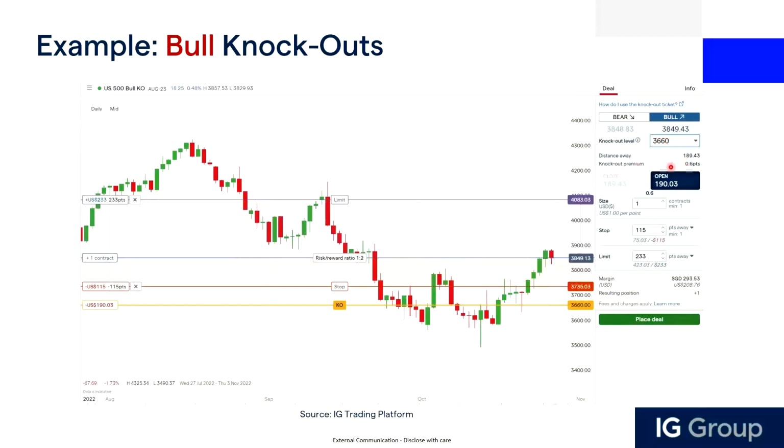It's shown over here, distance away. Okay, so the knockout level is about 189 points away from our entry, and you notice that there's this knockout premium. Okay, so knockout premium is actually a fee that you will incur if your position is knocked out. But just take note that if your position is not knocked out, then this fee will be refunded to you.